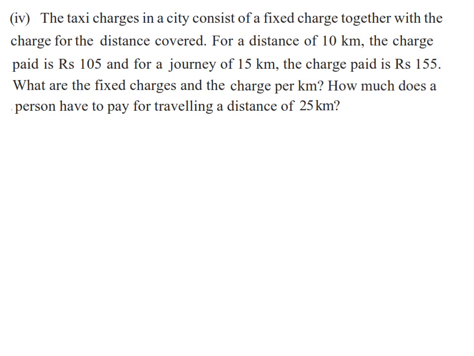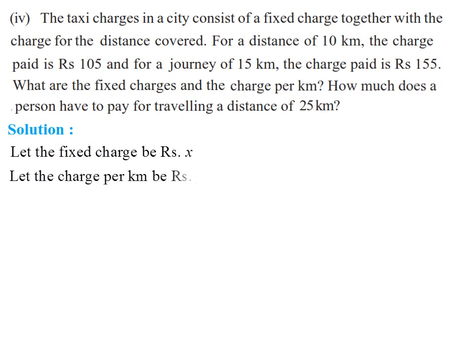So first of all, we have to find the fixed charge and charge per kilometer, and then we have to find the total charge for the 25 kilometer distance. So for the solution, let the fixed charge be rupees x and the charge per kilometer be rupees y. So the first condition, according to situation number 1: for 10 kilometers, fixed charge plus distance of 10 km, the equation will become x plus 10y equals 105.